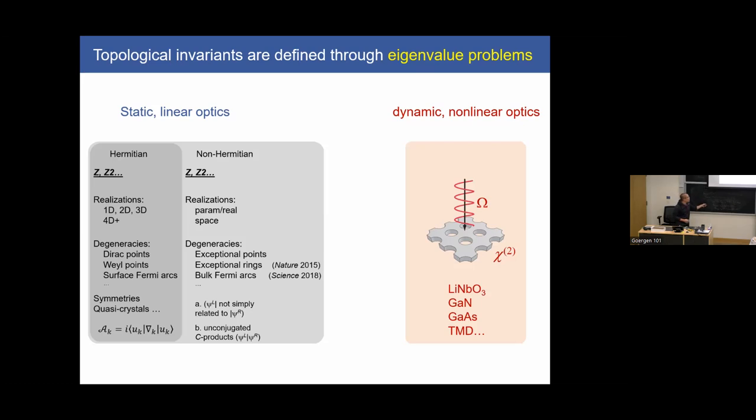A good example to keep in mind is essentially just a nonlinear photonic crystal made of some chi-2 medium or quadratic nonlinear material. This could be lithium niobate, gallium nitride, gallium arsenide, transition metal dichalcogenides, or your own favorite version of a chi-2 medium. What makes it interesting is that you shine on it a periodically modulating field. This is another laser which periodically modifies the permittivity on the inside. And we're asking what are the surprises we can find.